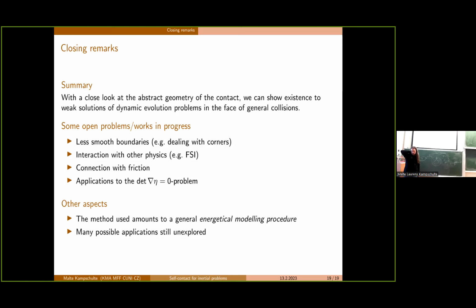There's, of course, a list of open problems, works in progress. We just started more or less to work on less smooth boundaries. All the stuff in the paper is for a boundary where there's actually a normal in every point. But you could think of, what happens with corners? Then suddenly more than two parts of the solid can touch at the same time. Stuff like this happens.